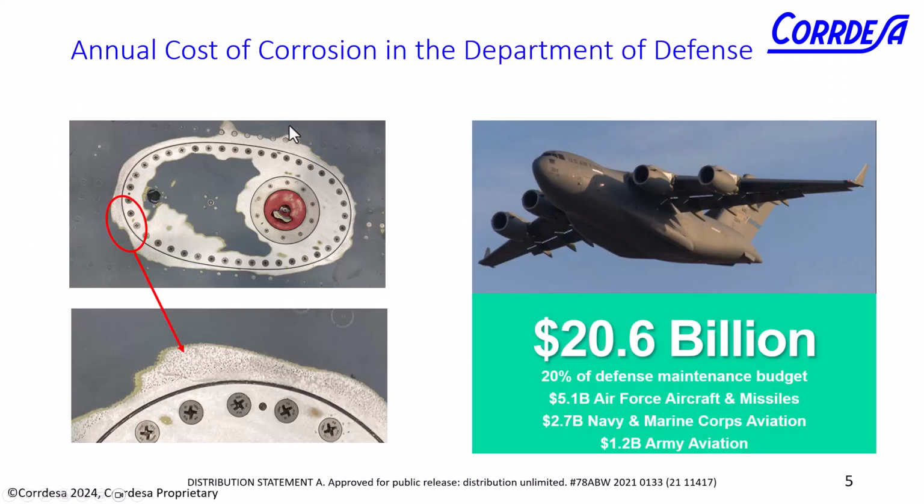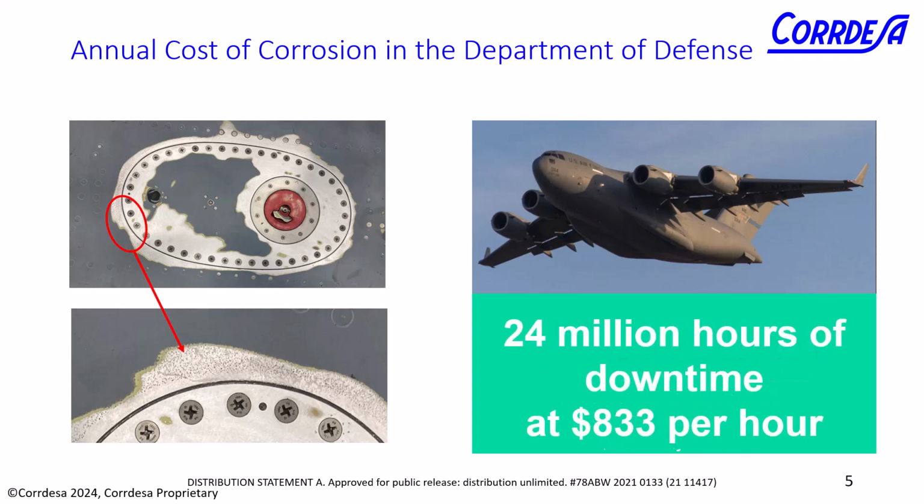So if we drill down a bit, I was talking about the costs. Even in the Department of Defence, the cost is $20 billion, and you can see how it breaks down into the Air Force and the Navy, Marine Corps Aviation and so on. That represents a fifth of the total maintenance budget just dedicated to fixing corrosion. So that consumes an awful lot of technical hours.